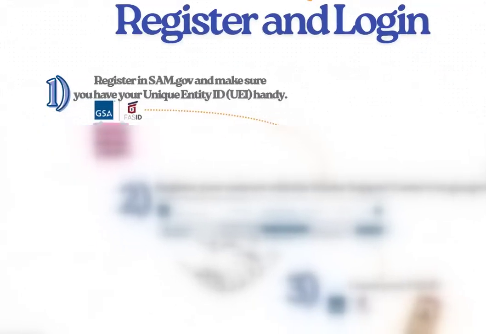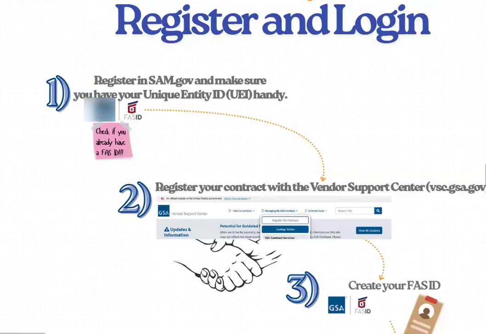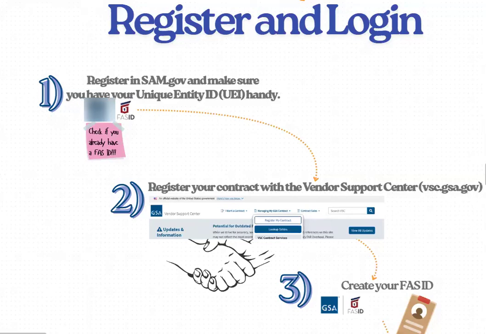We did touch a little bit earlier on the registration process, which from the poll, I'm very happy to hear that most of you found useful. But in general, the steps for registering are to first make sure that your entity is registered in sam.gov, and that you have gotten your unique entity ID, your UEI.